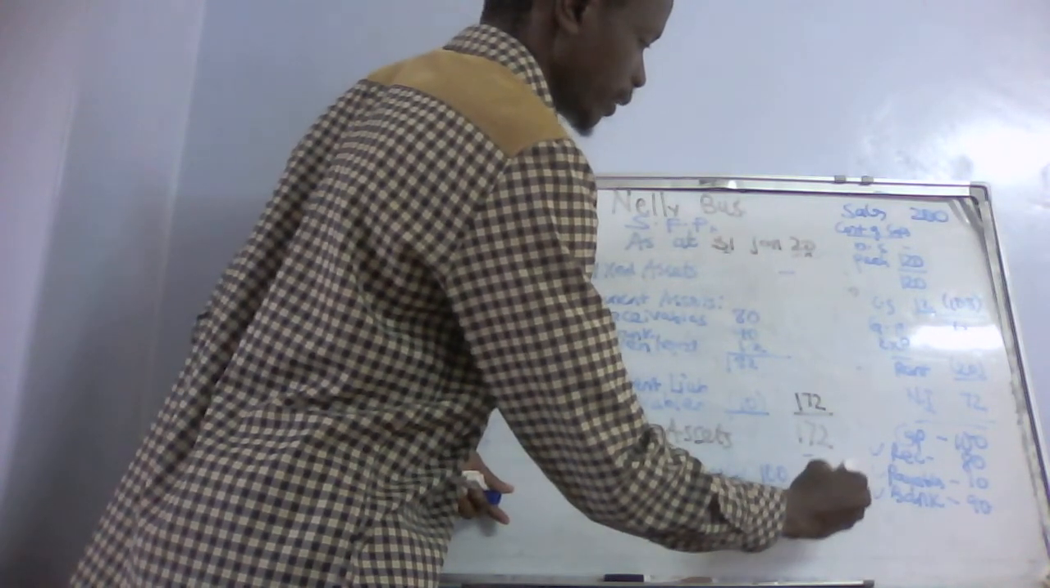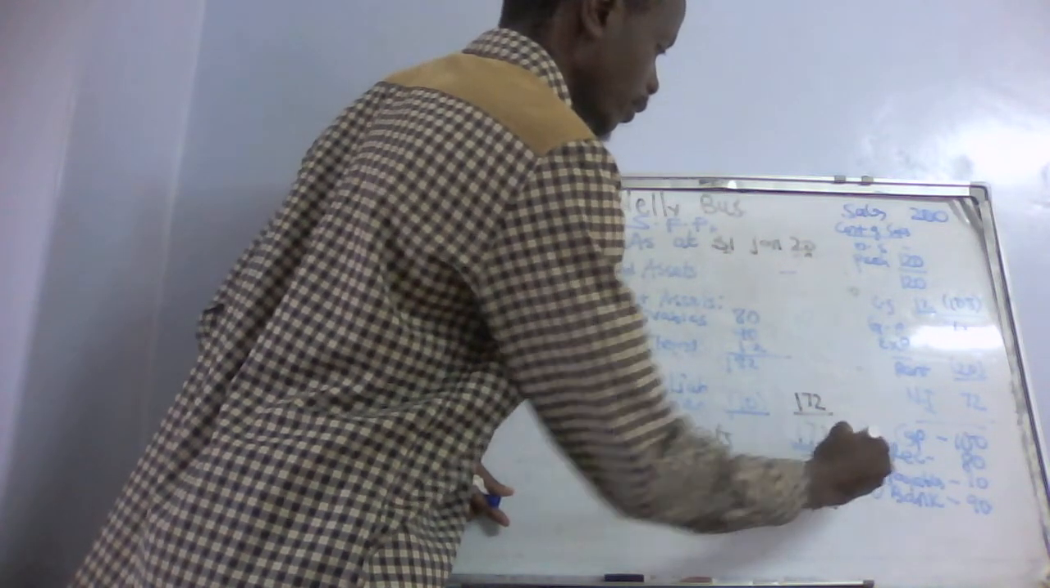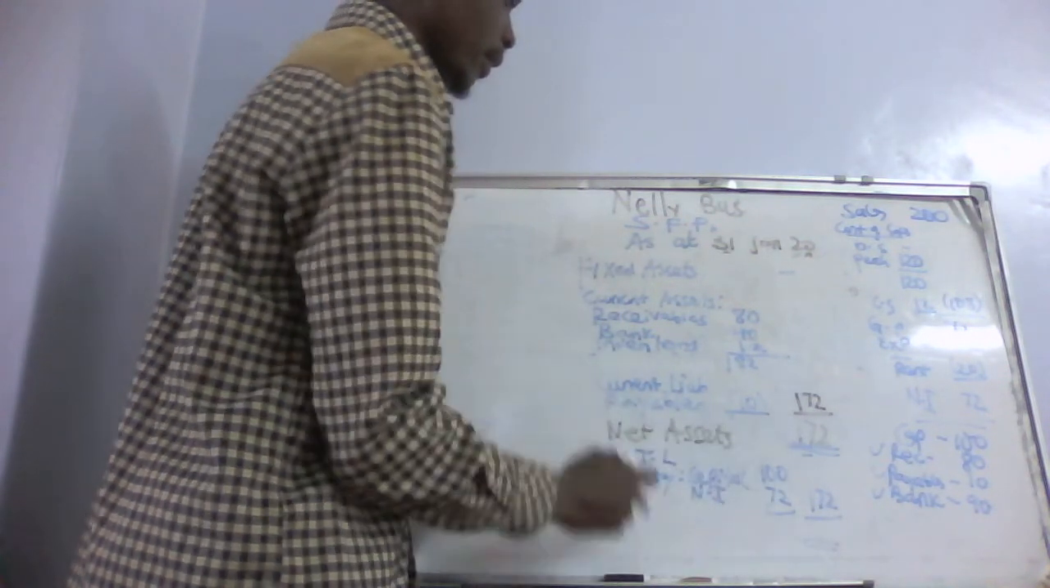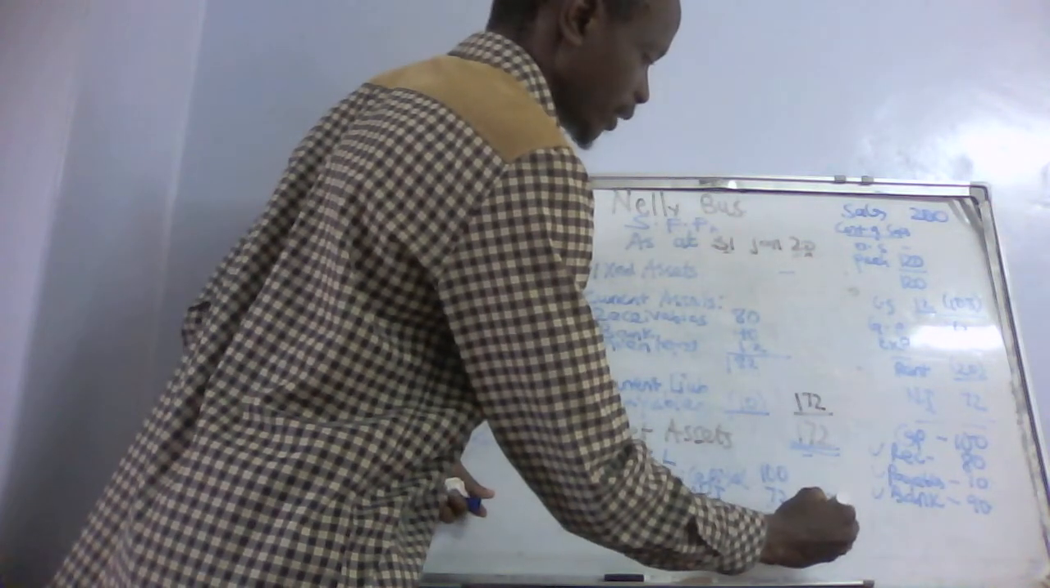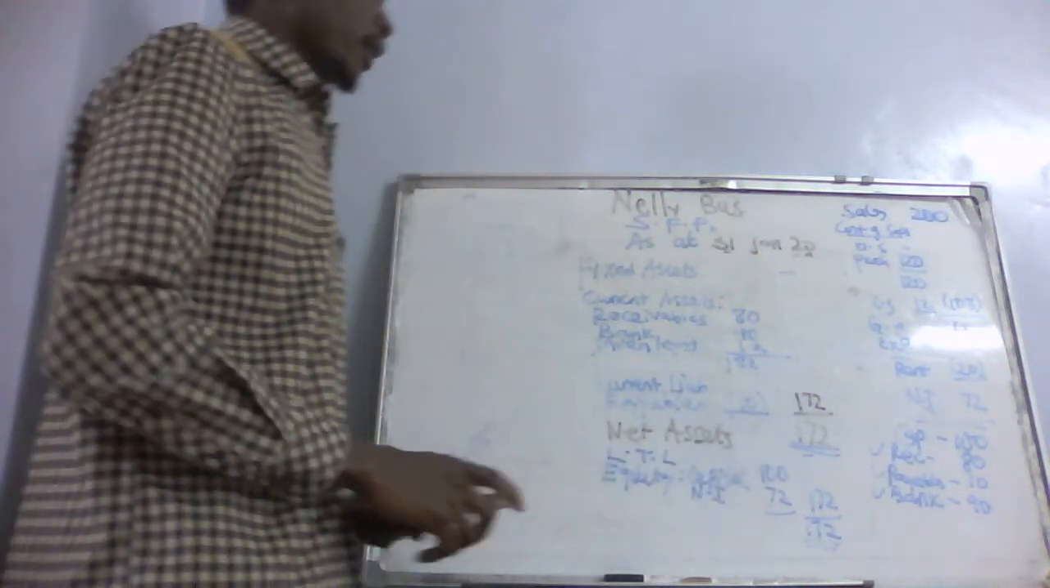So we have here 172,000. So this one should balance with this one. So 0 long-term liabilities plus equity should be 172,000. So 0 plus 172 is 172,000. So this one balances with this one. So this is how we prepare a statement of financial position using the current format.